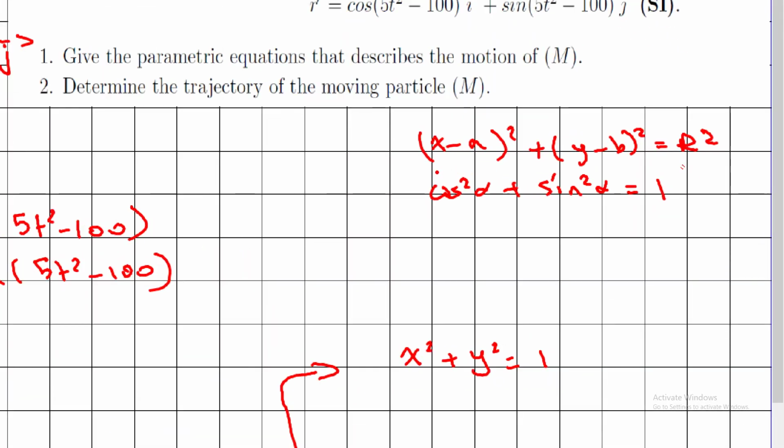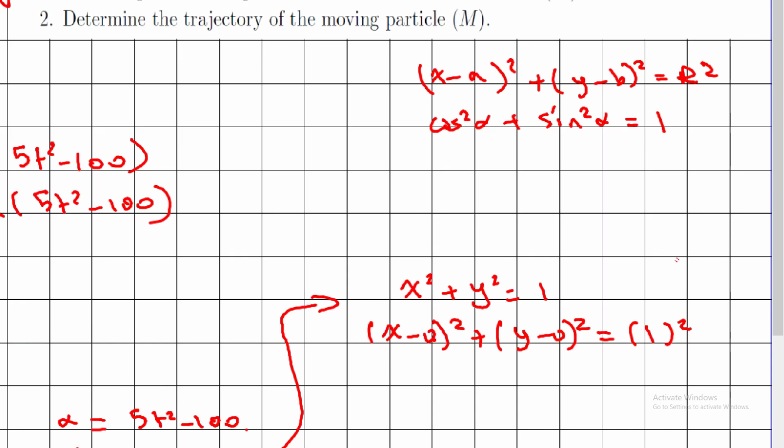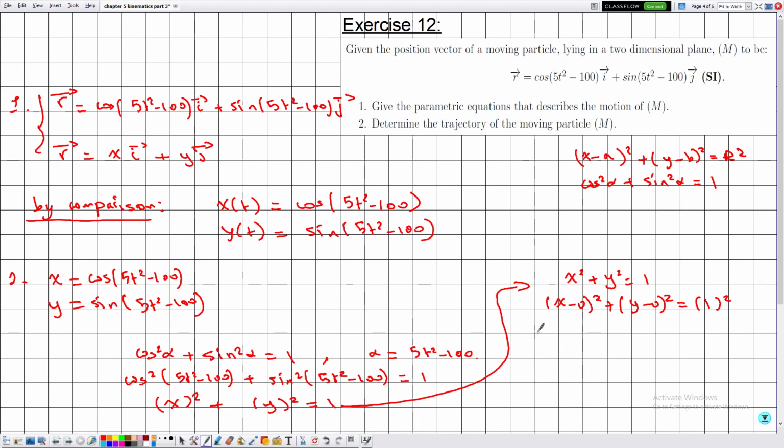In order to compare it with this relation, we need to write it in this form, which is given by (x minus 0) to the power 2 plus (y minus 0) to the power 2 is equal to 1 to the power 2. Why have I written it in this form? I have added an additional 0 in order to compare it with this. So simply in this case, the trajectory is a circle of center, which is the origin O, and the radius r is equal to 1 meter.